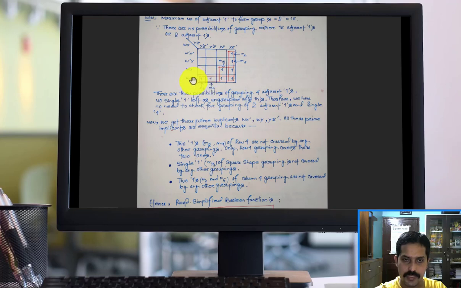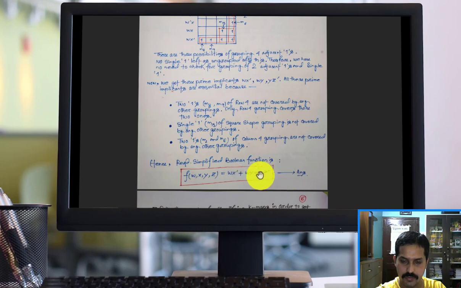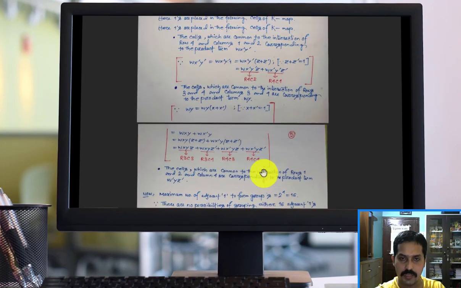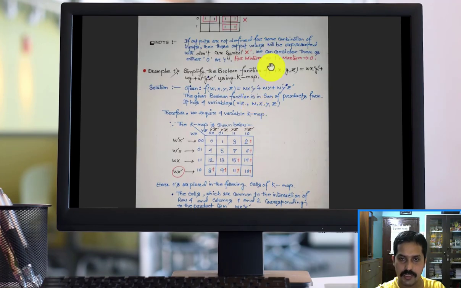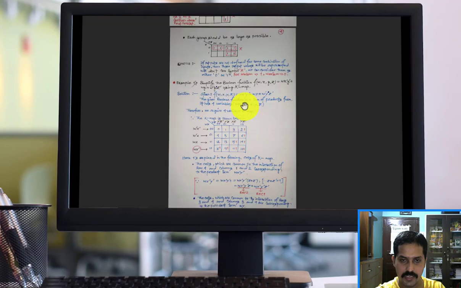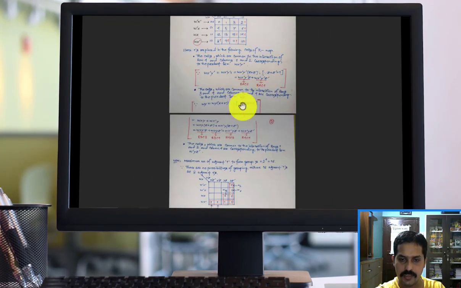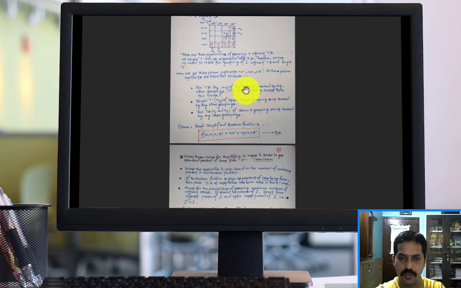These two represent WX', this one represents WY, and this one represents YZ'. Just remember, these are products and we are taking their sum, so this is known as sum of products form. So this is our simplified form of the given Boolean expression. This is the question, and this is our solution by the help of the Karnaugh method.